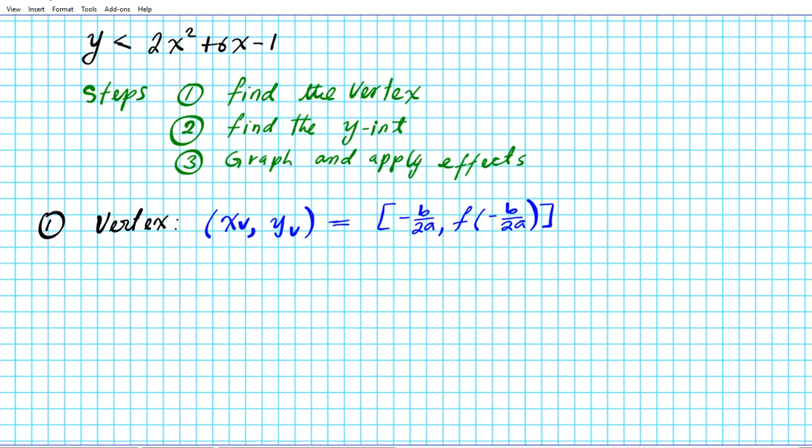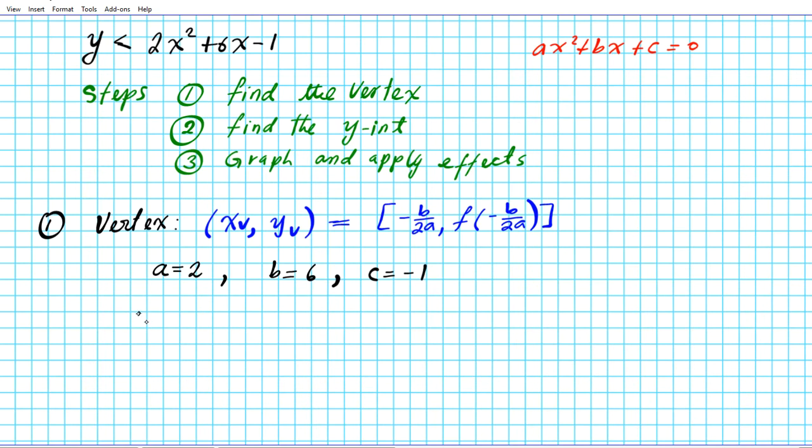We're going to need a, b, and c to find the vertex and the y-intercept. So let's determine what a, b, and c are. So you remember the general form of a quadratic equation is ax squared plus bx plus c equals 0. So the coefficient of x squared is a, the coefficient of x is b, and then the constant is c. Okay, so here we have a is 2, because that's the coefficient of x squared. B is 6, that's the coefficient of x. And then the constant c is negative 1.